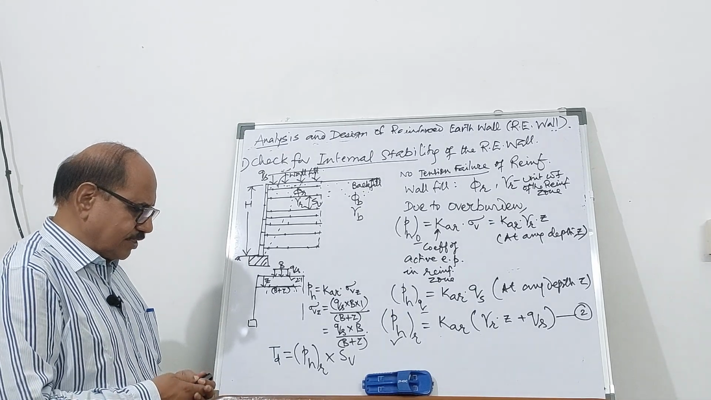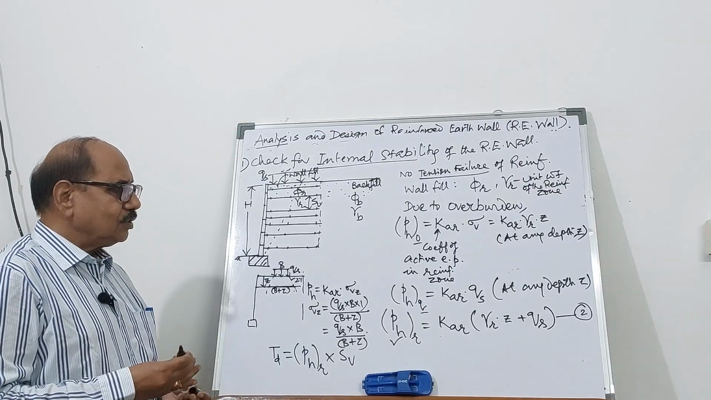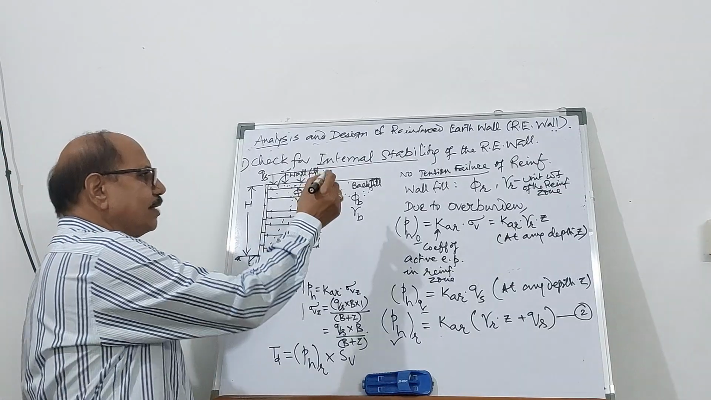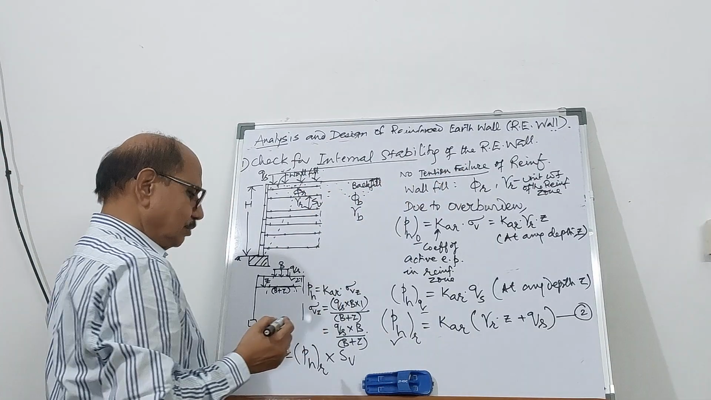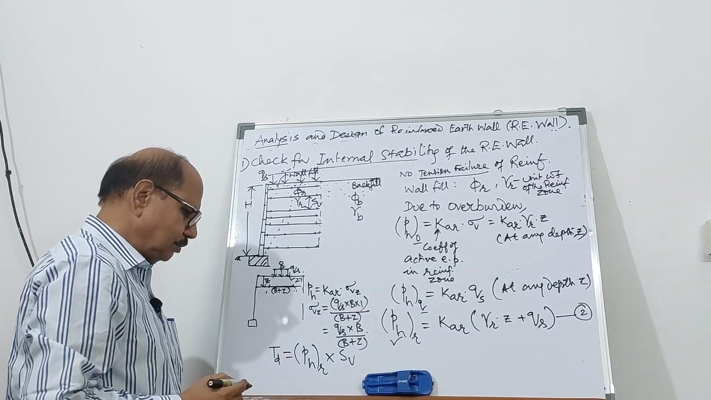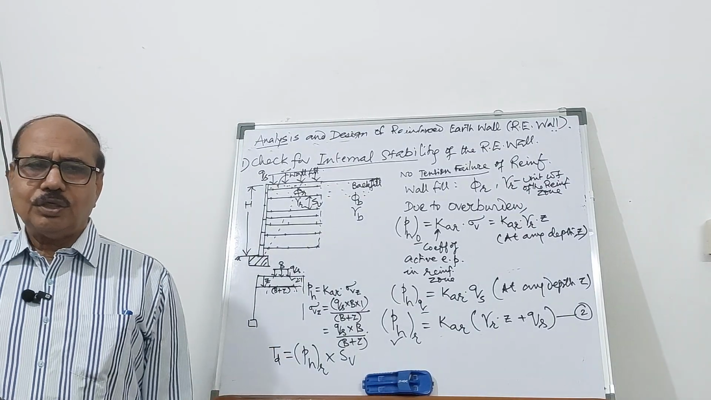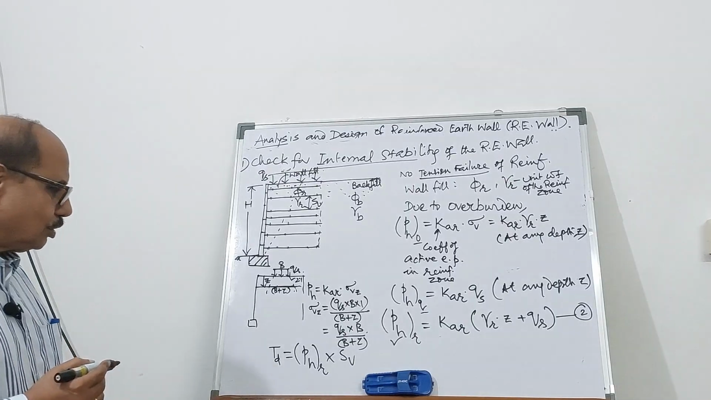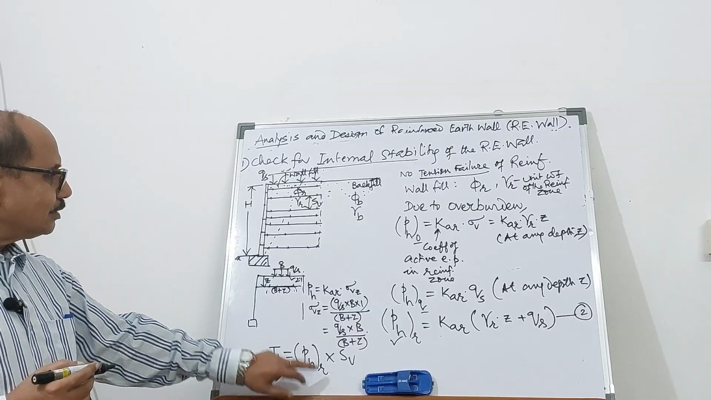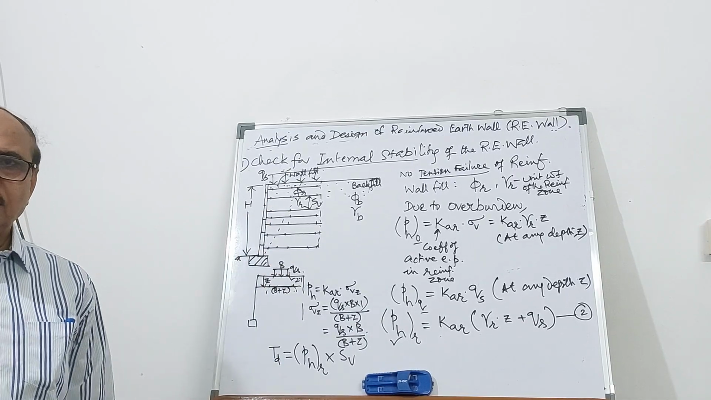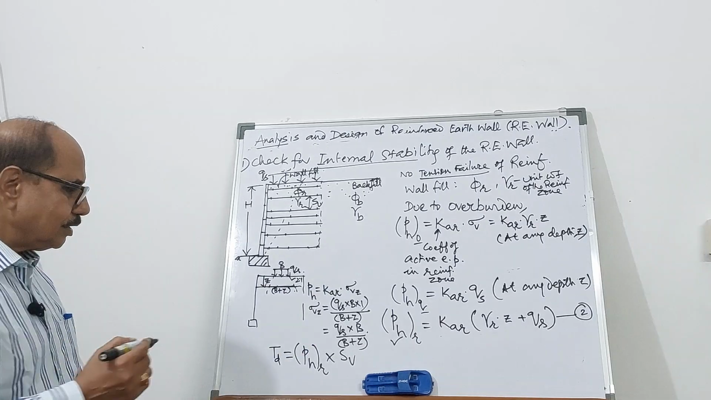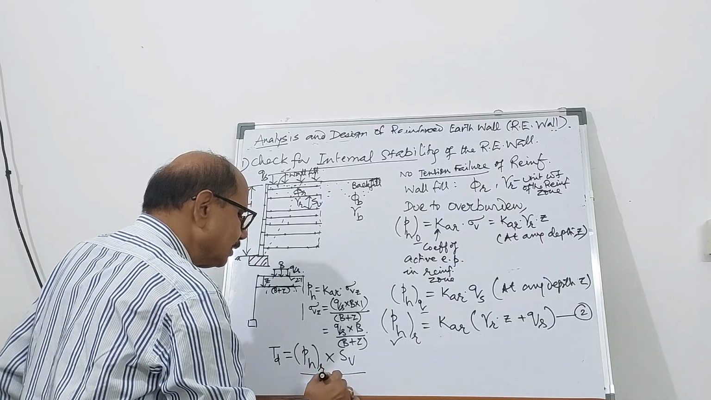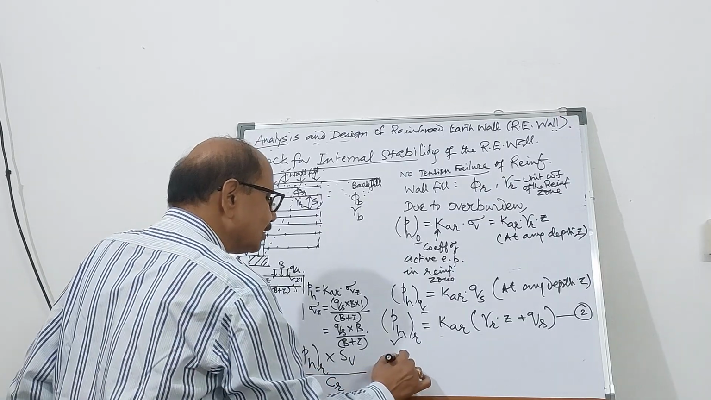In the last video you have seen that we have to give check for internal stability, no tension failure, and the tension developed. The design tension must be equal to the horizontal pressure in the reinforced zone multiplied by the vertical spacing, and if it is geogrid you divide it by CR. What is this CR?